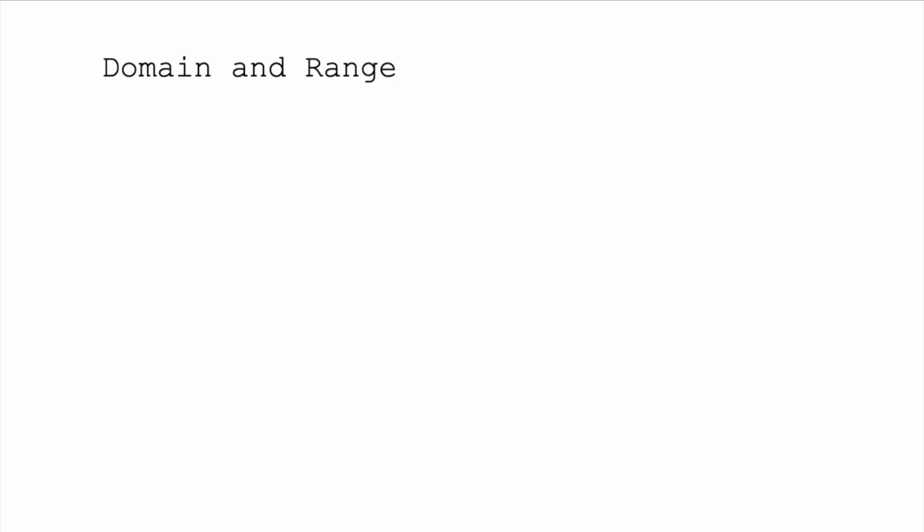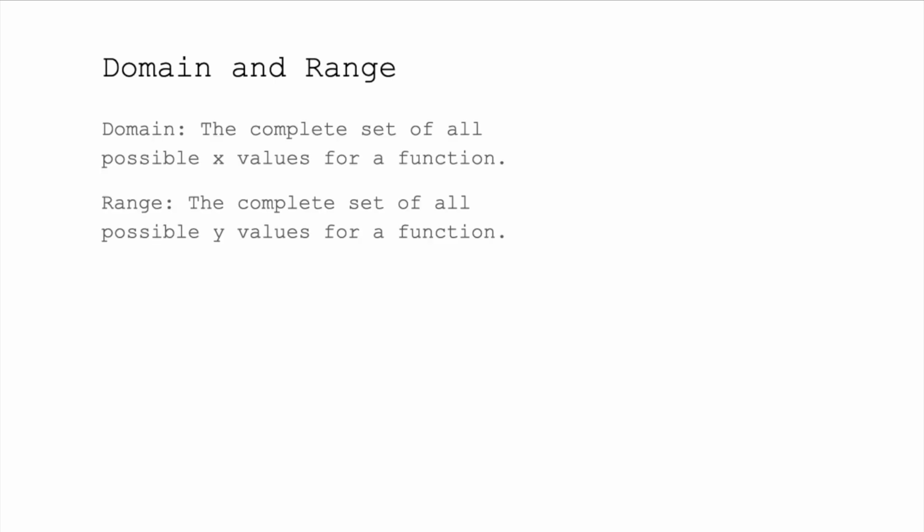So domain is essentially just all possible x values for a function, and what that means is that they have a corresponding y value. So anything that you could plug into the function and you get an output, like 2, falls under a function's domain. Range is all possible y values, aka the complete set of the outputs of a function.